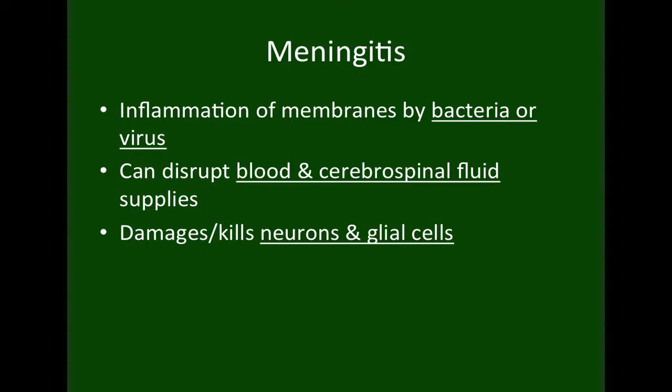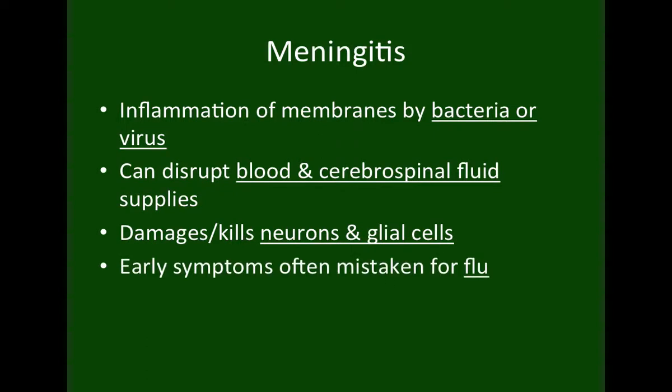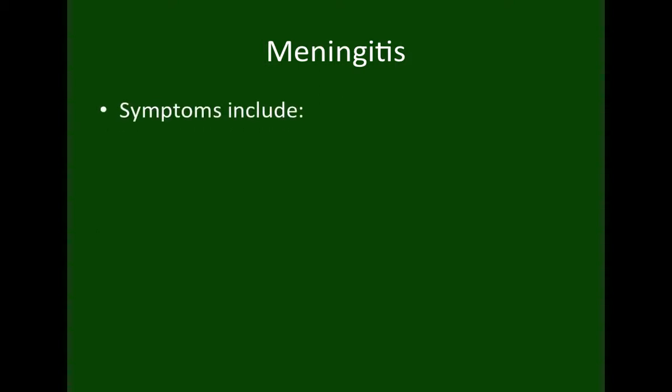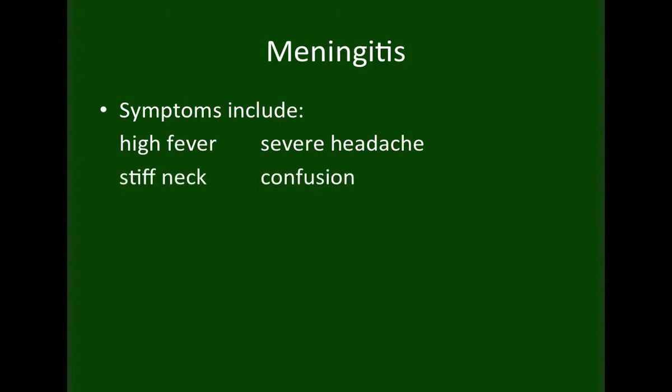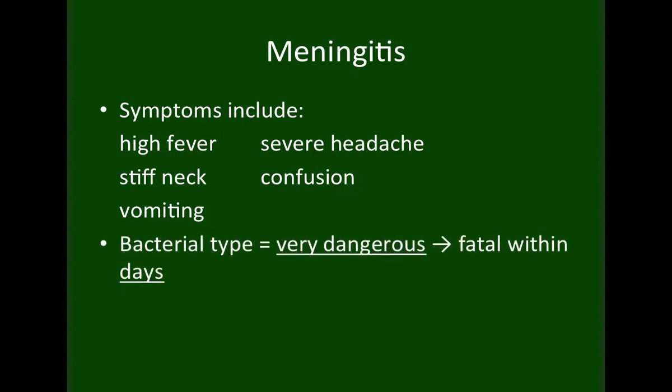The problem is that oftentimes we mistake the early symptoms for the flu, so we don't always get treatment as quickly as we should. For bacterial meningitis, that can actually be a fatal delay. Symptoms of meningitis include high fever, a severe headache, a stiff neck, difficulty rotating the neck, confusion, as well as vomiting. Those are also very typical symptoms of the flu. The bacterial type, like I said before, is very dangerous. It can be fatal within just days. If you don't get treatment by about the 3rd day, you can be very much in trouble with bacterial meningitis.